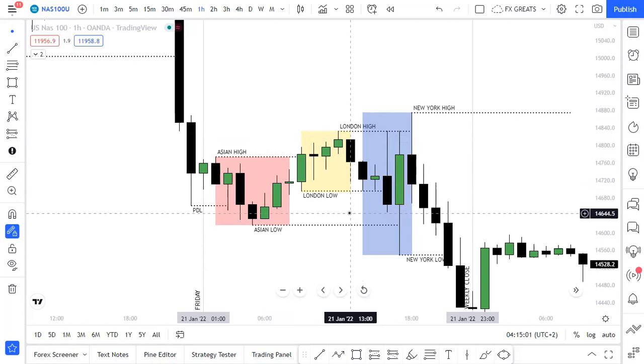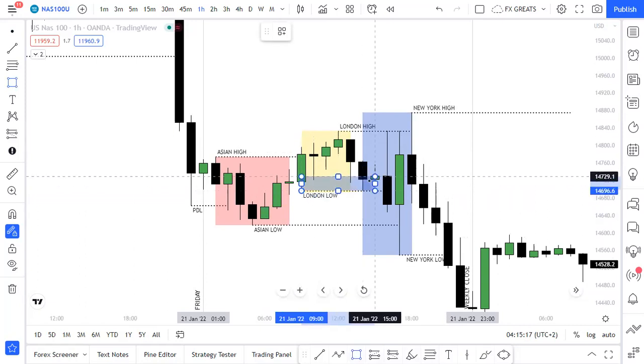And then after the London session stopped, the New York session started at 2 o'clock. And then after starting at 2 o'clock, it sponsored the move that took out the London low.